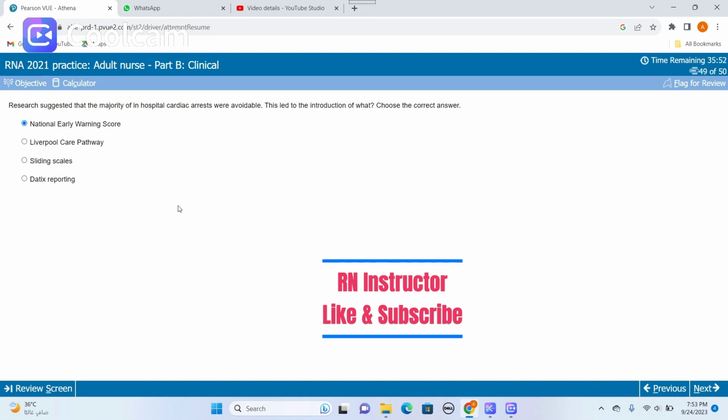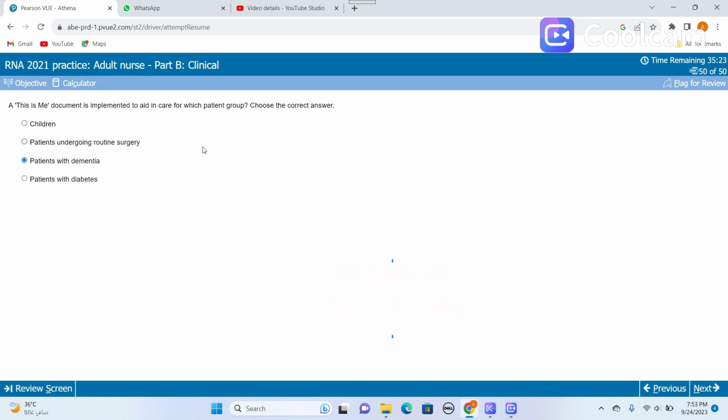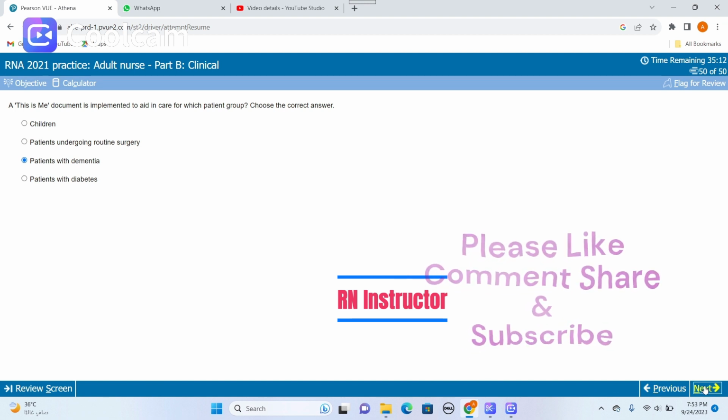Research suggested that the majority of in-hospital cardiac arrests would have been avoidable. So this led to the introduction of what: early warning scores, Liverpool care pathway, sliding scale? That is the reporting. So national early warning score. Okay, this is me document is implemented to aid in care for which patient groups? So usually in the case of dementia they will have their This Is Me document. Okay, so dementia, let's look on.